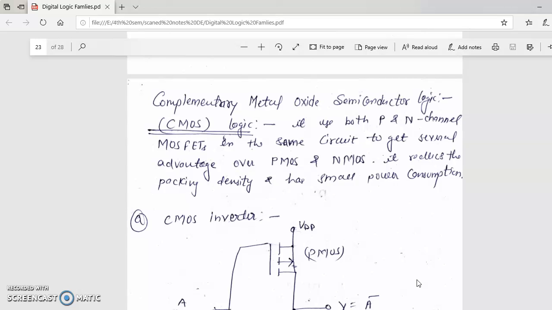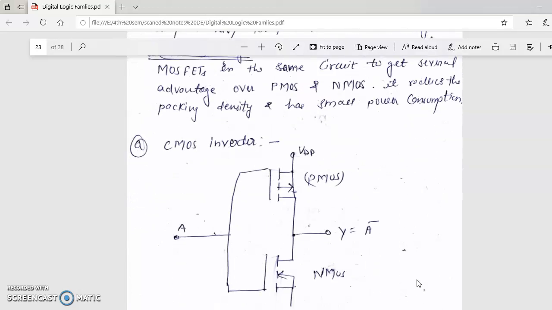What is the meaning of complementary? If we connect one NMOS with one PMOS, this is called complementary. It means we have taken both polarities of MOSFET, that is N and P. So it is called complementary metal oxide semiconductor logic. It reduces the packaging density and has a small power consumption.